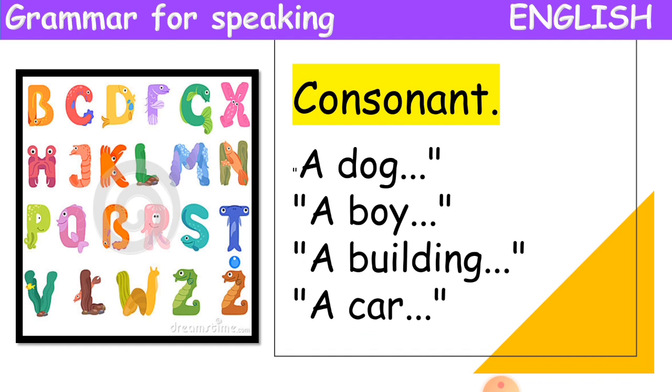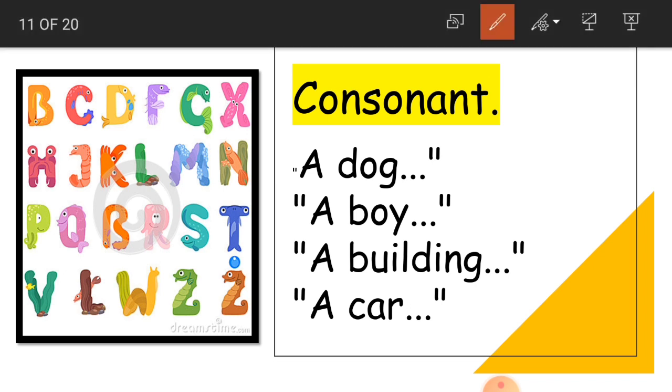So what are consonants? Apart from vowels like a, e, i, o, u, every other letter in the alphabet is a consonant. Each and every letter is a consonant. Okay, children? See, B, C, D, F, all these are consonants. And if you want to address a consonant, before that you have to add a.